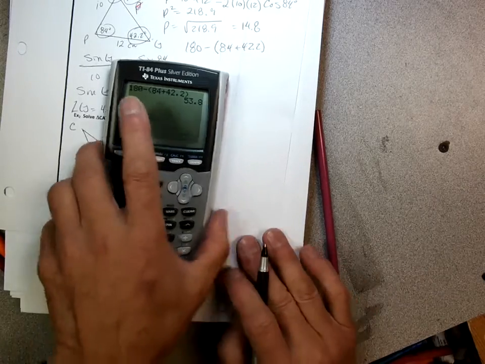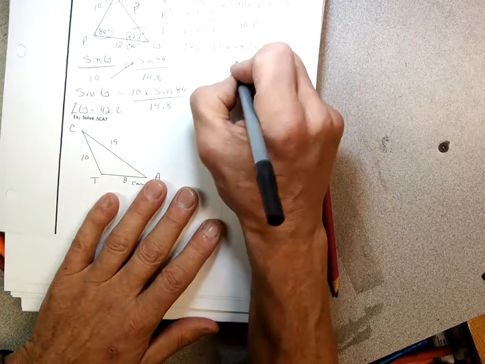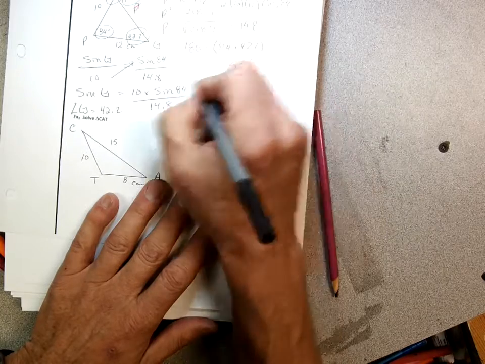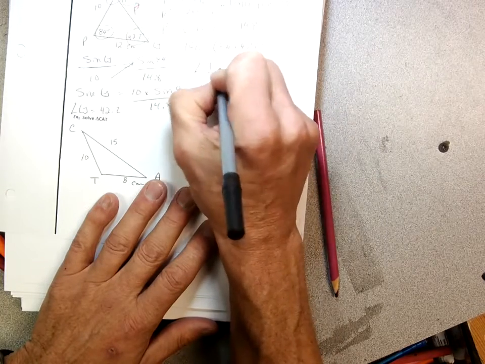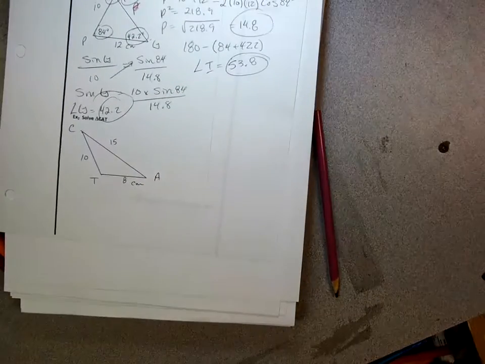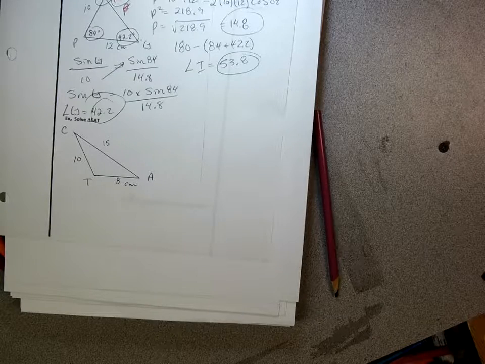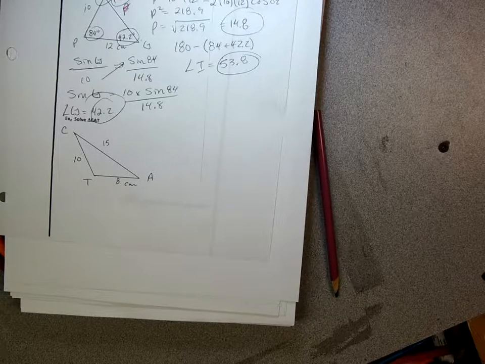So I get about 53.8. That is angle I, okay? How's that? We got 1, 2, 3. We got all 3 angles. Okay, not too bad. So obviously we like the law of sines the best.